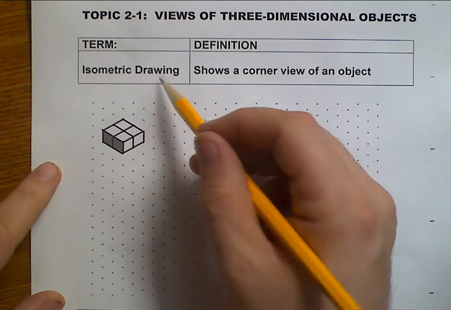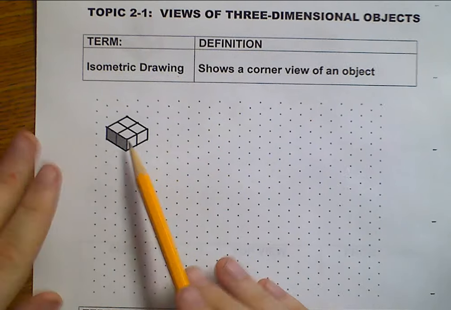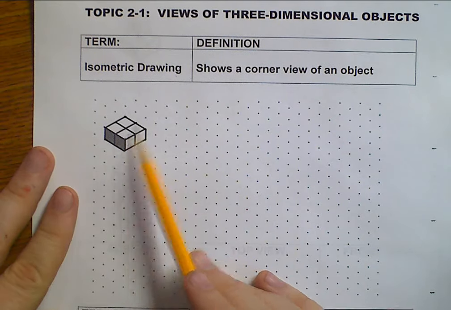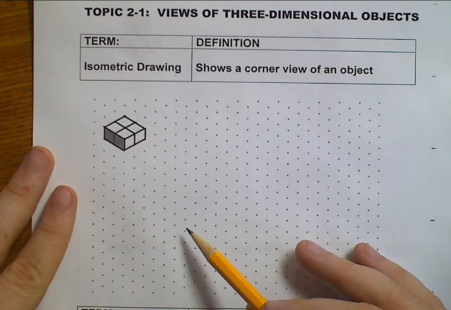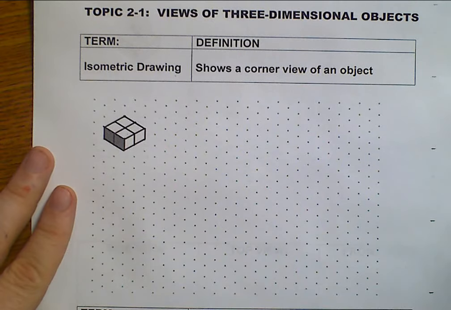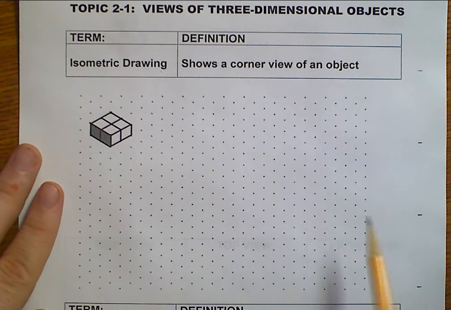And basically, this shows a corner view of the object and looks like a three-dimensional shape. And so here we have this, and we're going to draw a copy of this. I'm going to go ahead and do it down here so that when I scroll down, you can see both the picture and the orthographic drawing. As long as you draw it somewhere in this field, it'll be all right.